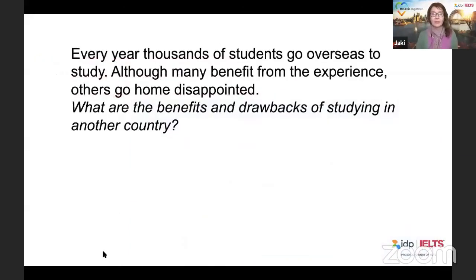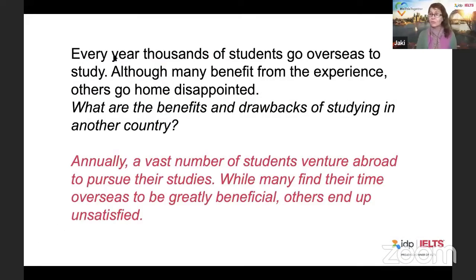All right, so how do we do it then? If we shouldn't copy the topic, you can paraphrase. When you do this, you really just change the words. So every year, annually, thousands of students, a vast number of students, go overseas, venture abroad, to study, to pursue their studies. Although, while many find their time overseas to be greatly beneficial, others end up unsatisfied. So it's really literally rewriting the topic. That's one way, okay?